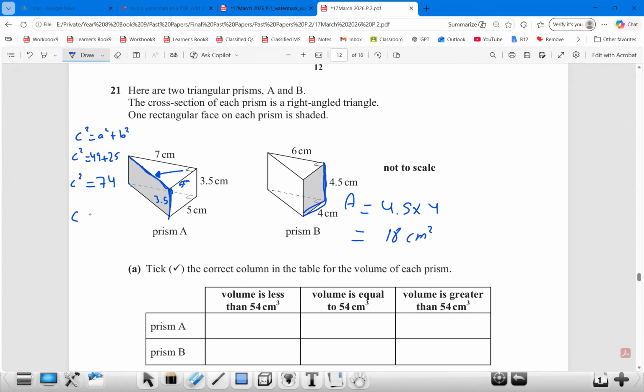So c is going to be the square root of 74. Hopefully I did not make any mistakes, because it's going to be a decimal and we're going to have to round it. I'm going to double check my answer again. So c squared equals a squared, which is 25, plus 49. 25 plus 49 is going to give you 74. So yes, this is the square root of 74. So to find this, I'm going to do the square root of 74 multiplied by 3.5. The square root of 74 multiplied by 3.5 should give you the area of this shaded shape.